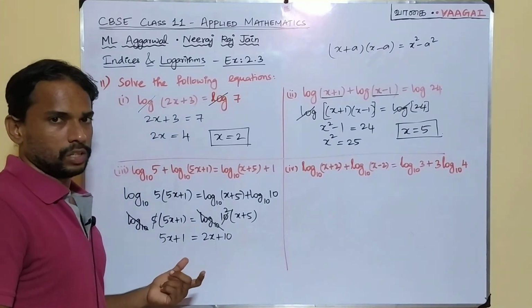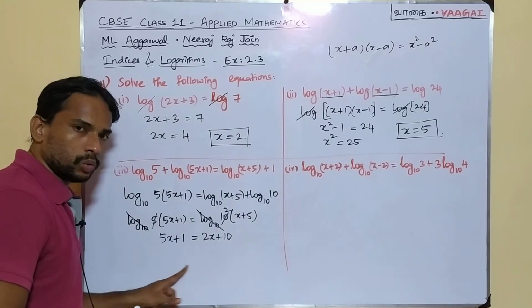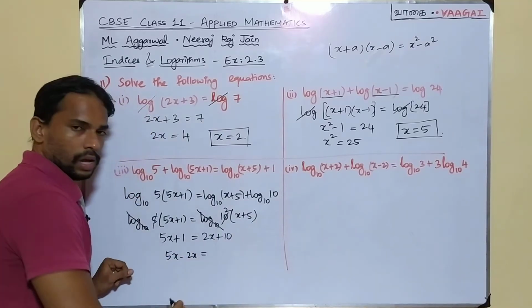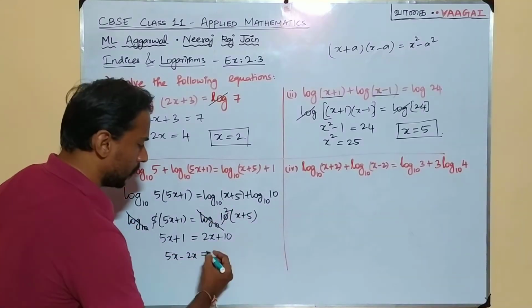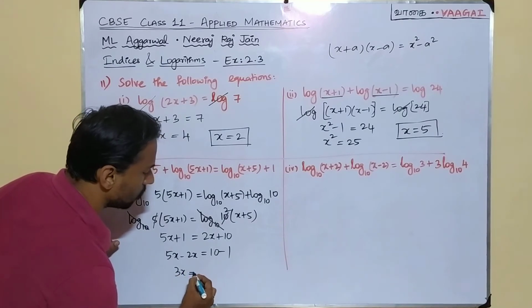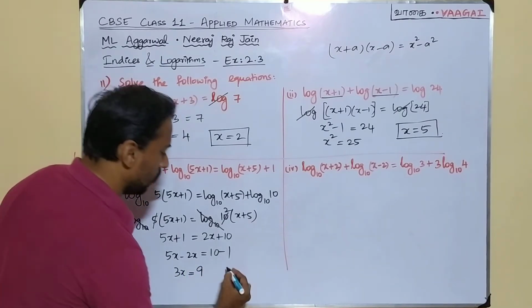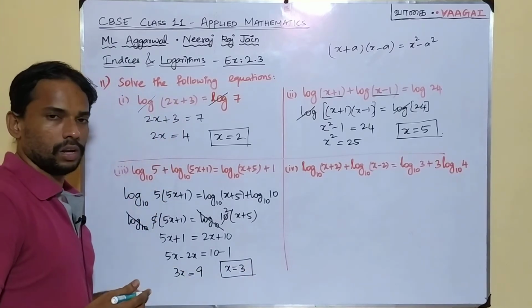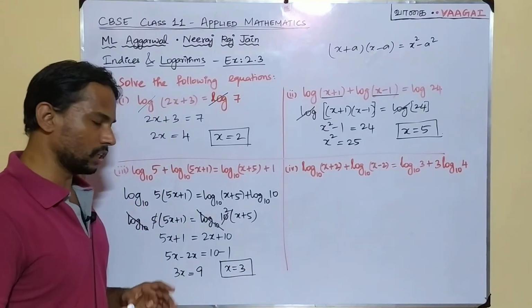And now we will solve for x. It's going to be very easy. Bring this 2x to the left hand side. We will have 5x minus 2x is equal to, and bring this plus 1 to the right hand side, it becomes 10 minus 1. So that means we will have 3x is equal to 9, and hence x is equal to 3, and that's going to be the answer for our third subdivision. I hope the solution is clear to you.